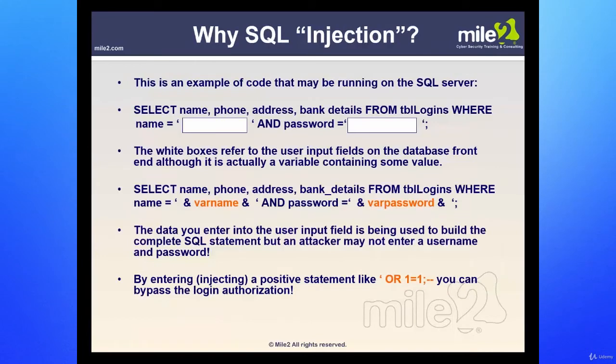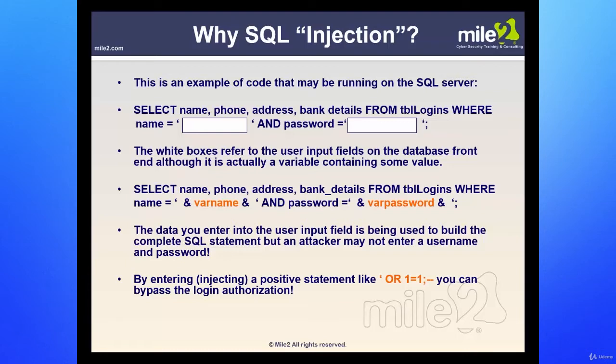So here's what that would look like. We basically have a SQL statement within the form field. Here we have something like select name, phone, address, bank details, and so forth from table logins, where the name equals this and the password equals that. The white boxes in this case refer to the user input fields on the database front. Keep in mind that it's actually a variable containing some type of value, like a var name and var password and so forth.